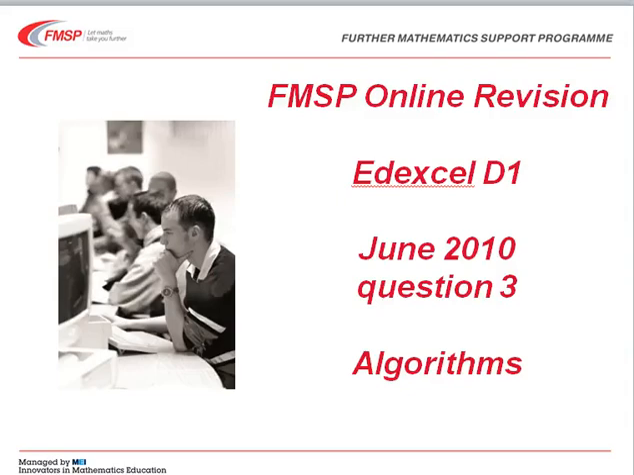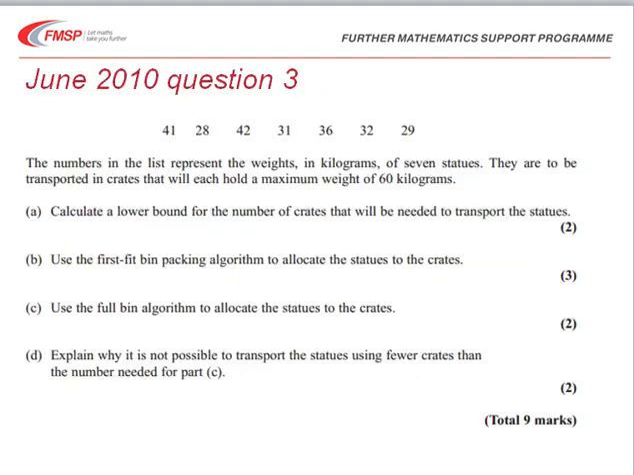In this video I'm looking at the solution to question 3 of the June 2010 Edexcel D1 paper, and the topic of the question is algorithms. In the question we're told that we have a list representing the weights in kilograms of 7 statues, and they are to be transported in crates that will hold a maximum weight of 60 kilograms.